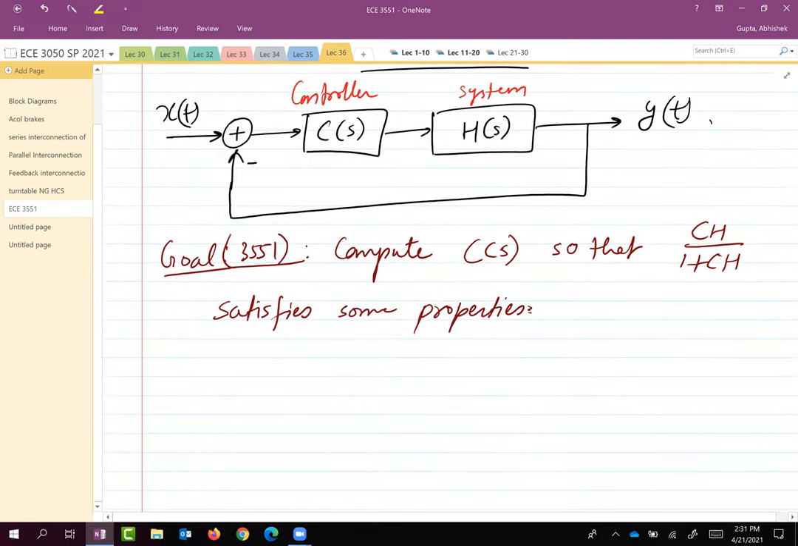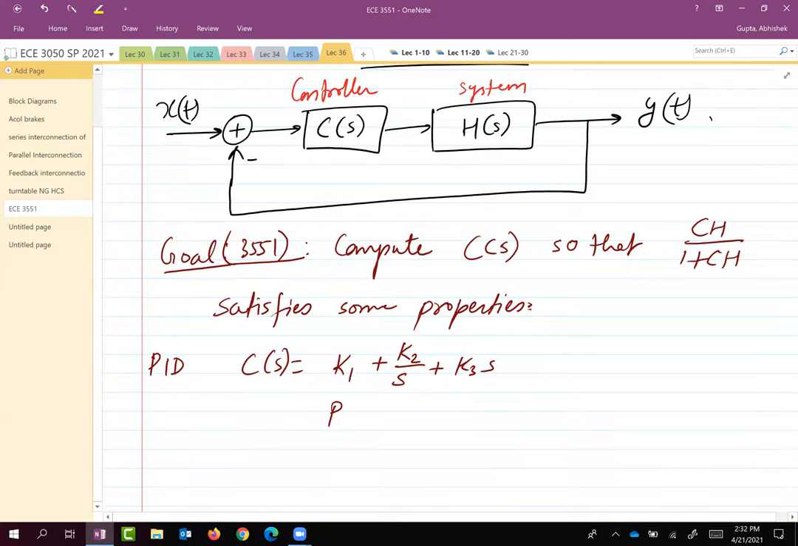And 3551 is largely about continuous time systems. You do talk about discrete time control design towards the end of the class, but more or less you talk mostly about continuous time systems throughout the class. And there are two specific types of controllers that you will care a lot about. One is known as the PID controller. So there C of S is K1 plus K2 over S plus K3S.